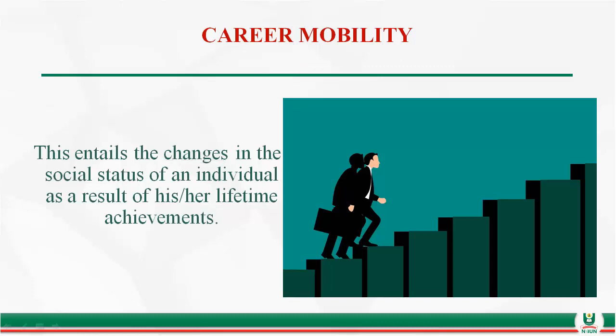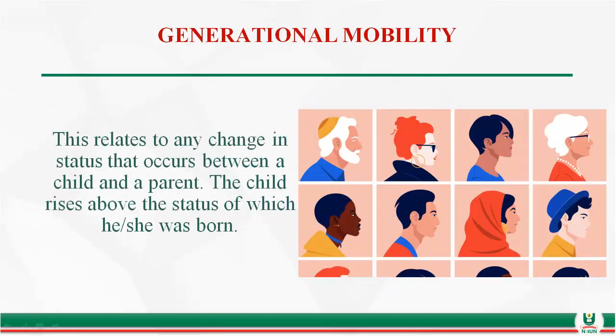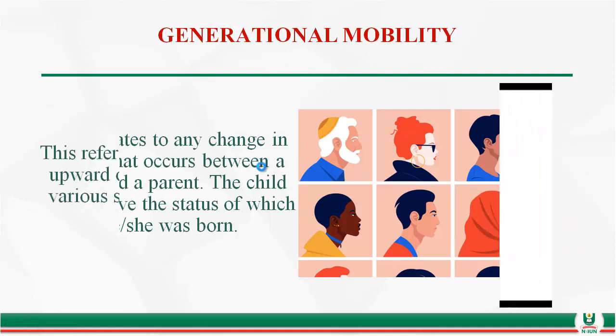All right, let's look at generational mobility. This relates to any change in the status that occurs between a child and a parent. The child rises above the status into which he or she was born. So this is more of a change of social status within the family, within the home. As the child gradually moves from a childhood status to adulthood status, that change of social status is termed generational mobility.